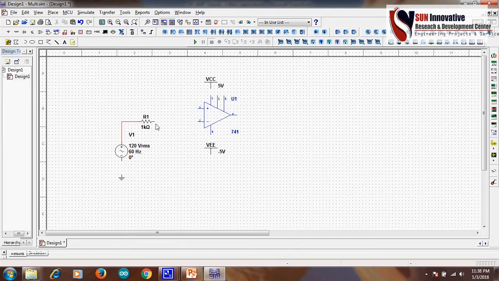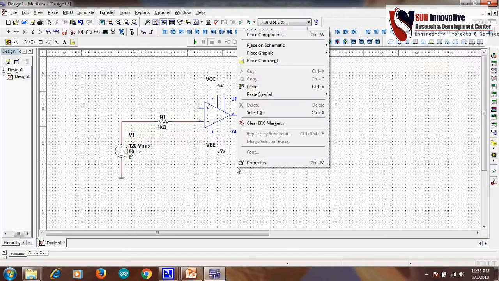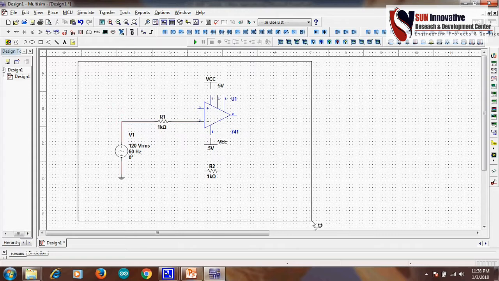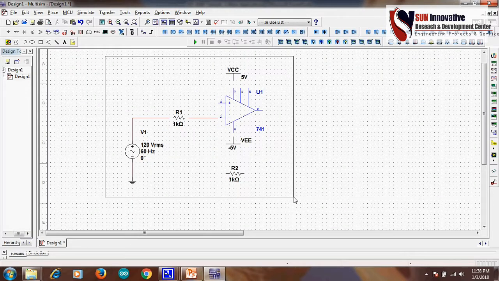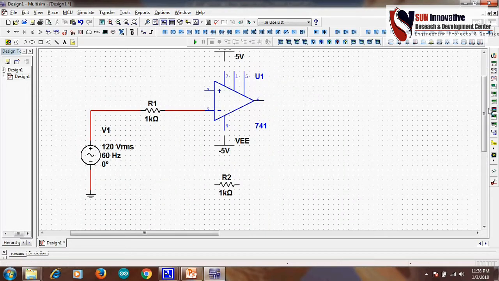Now I am connecting all the components as I have shown in the PPT. You can copy this resistor also, and in this way you can paste. You can rotate each and every component in the Multisim window. Now I need to zoom the circuit so it is visible for all. It is visible to all.